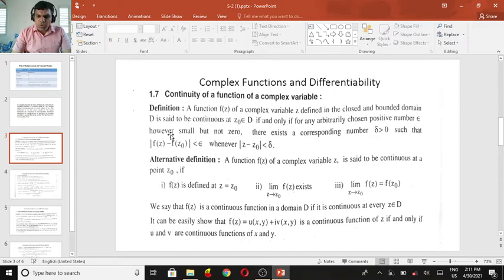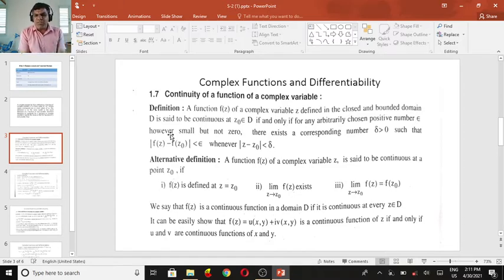So when the function is continuous, the limit point exists at the point z equal to z naught. If it exists, certainly we can write the function like that, as we know in the real case. So if the limit exists at z equal to z naught, that is, the limit as z tends to z naught of f of z exists, then the limit as z tends to z naught of f of z equals f of z naught. This is the continuity of a function.